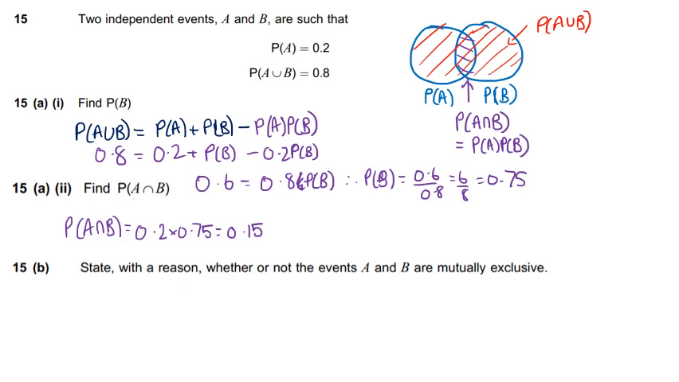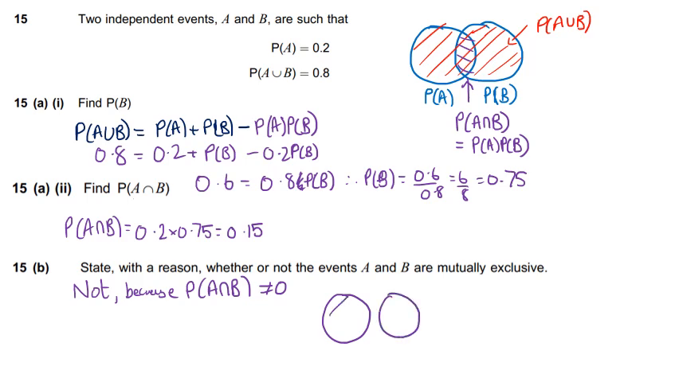State with a reason whether or not the events A and B are mutually exclusive. They're not, because that's not equal to 0, right? Going back to the Venn diagram, if that region was equal to 0, that would mean that the two events were separate from each other. So there'd be no overlap. But we haven't got that case. We do have them overlapping. So because this region is not equal to 0.